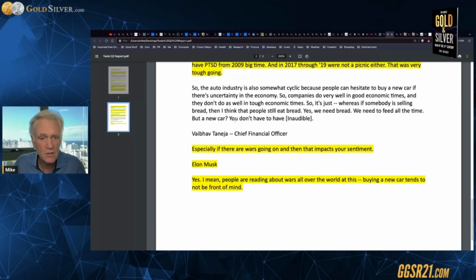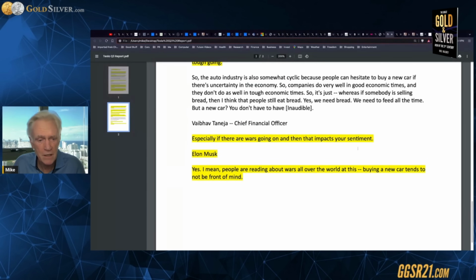And then his chief financial officer chimes in with, especially if there are wars going on, and then that impacts your sentiment. And he sort of ends this section with, yes, I mean, people are reading about wars all over the world at this time, and buying a new car tends to not be front of their mind.